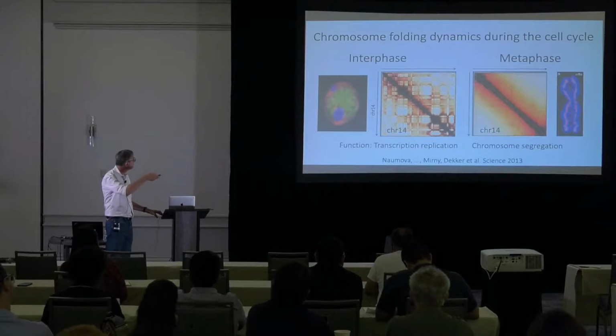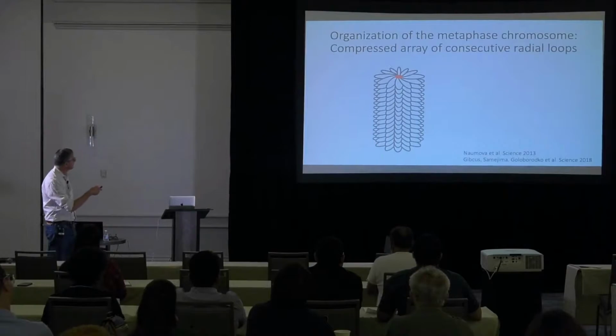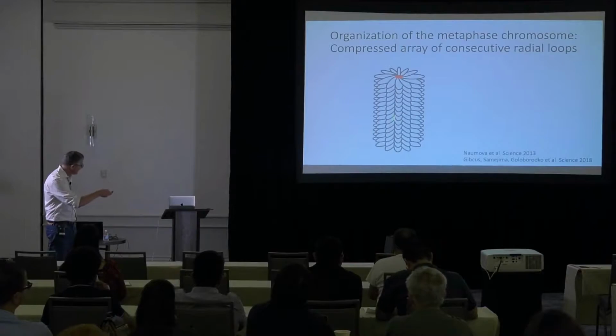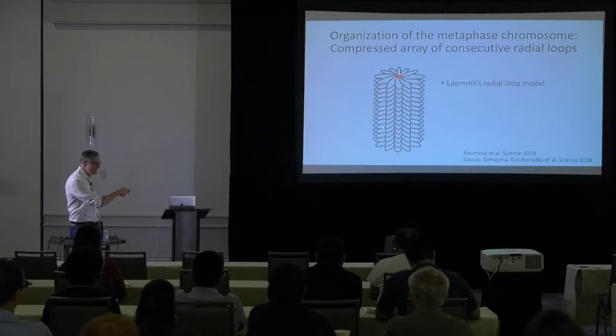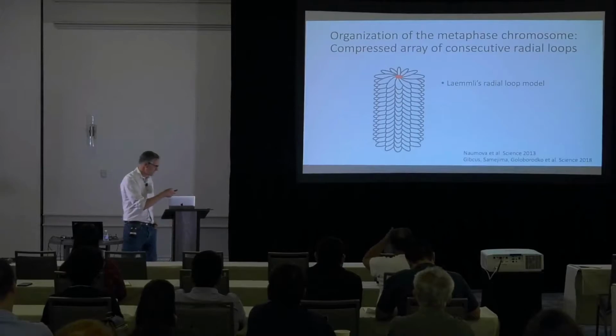So we did a lot of work on this. I will just summarize what we've learned. We learned in mitosis, the chromosome forms a rod-like structure, a highly packed array of loops. This is basically Ulrich Laemmli's model that he proposed in the 70s and 80s of last century. And we can confirm that the Hi-C data is actually consistent with such a looped array structure, which is kind of amazing if you look at the Hi-C map, which is quite boring.